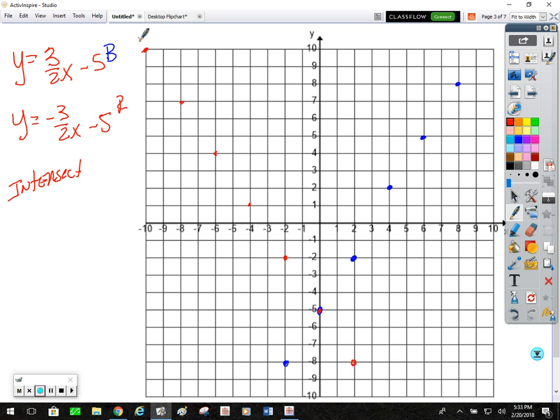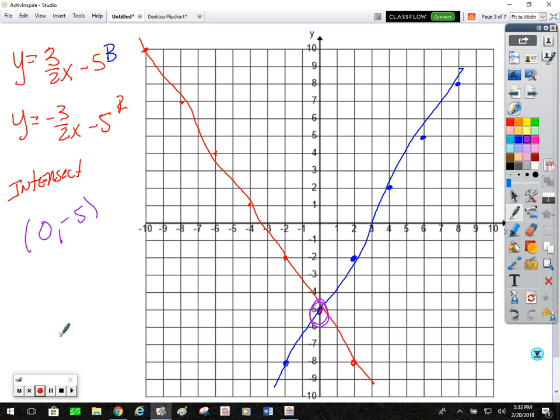So what I'm going to do is draw my line. And y'all know my lines are not straight. So there's my red line. There's my blue line. And I'm sorry they're not straight, I know. Okay, but if you look right here, this is the point of intersection where they cross. So that means the solution to this system is (0, negative 5).